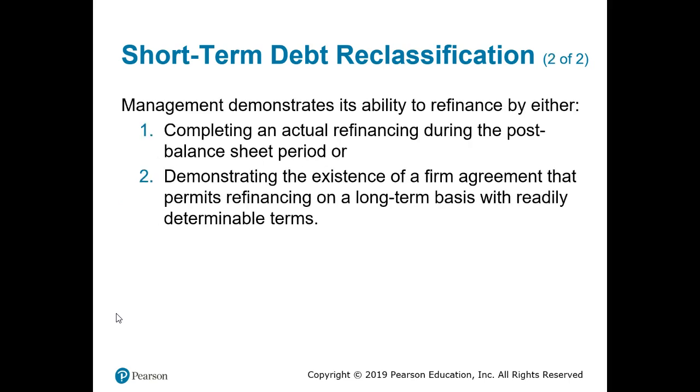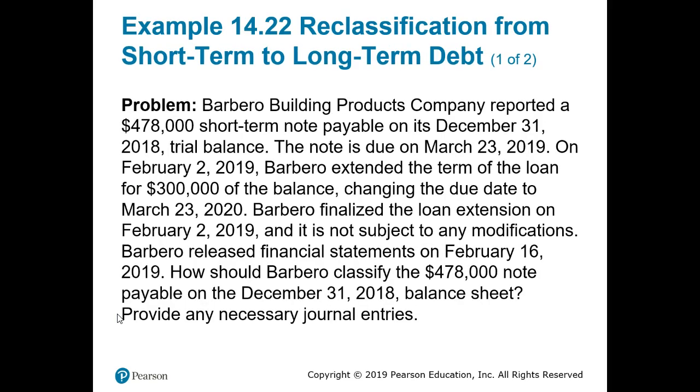Management demonstrates its ability to refinance by either completing an actual refinancing during that period between the end of the fiscal year and while they're getting the financial statements ready to be issued, or they can show some evidence that shows a firm agreement that it's going to permit refinancing on a long-term basis. So it's already been approved that they will be able to get loans. Let's just look at one example of this.